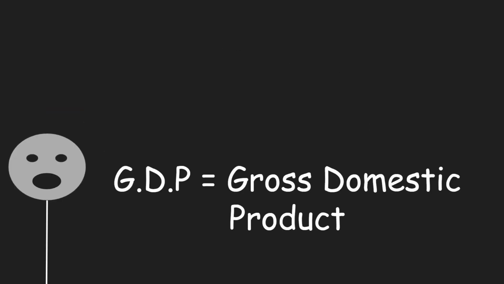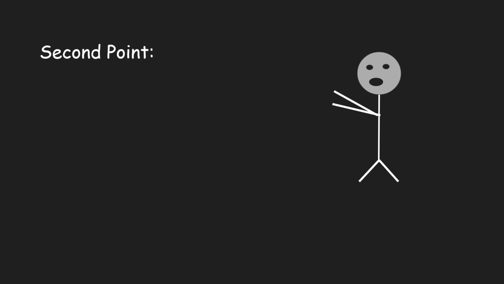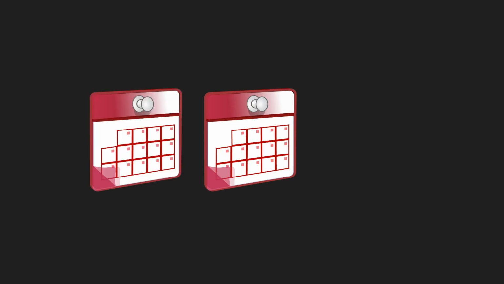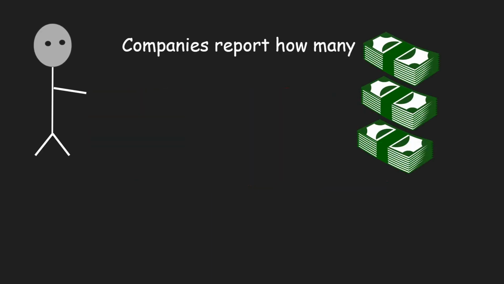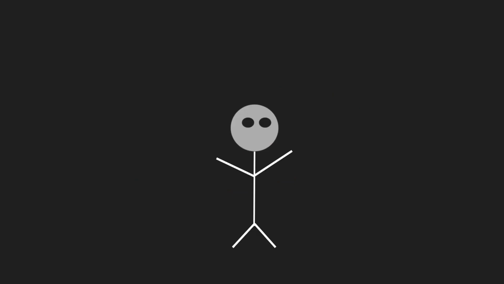So the GDP is an acronym that stands for Gross Domestic Product, and it explains how much value was added to an economy during a period of time by businesses. Should make sense. And now we have the second point, which is what is a quarter? And it's not that kind of quarter. That's probably where your first thought was. So a quarter is a 3-month period of time in which a company reports how much money they've made. So now we know what the definition of a recession is.